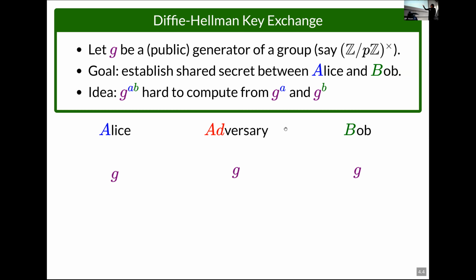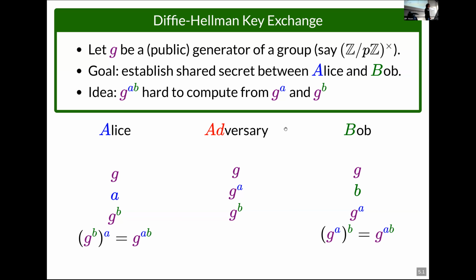So at the beginning, Alice, Bob, and this adversary, which can intercept communication, everybody knows G. Now, Alice can generate a secret number A, and Bob can generate a secret number B. Alice can compute G to the A. Bob can compute G to the B. I had some animations here, but with the PDF they won't show. But the idea is that Bob can send G to the B to Alice. Alice can send G to the A to Bob. And the adversary will intercept this.